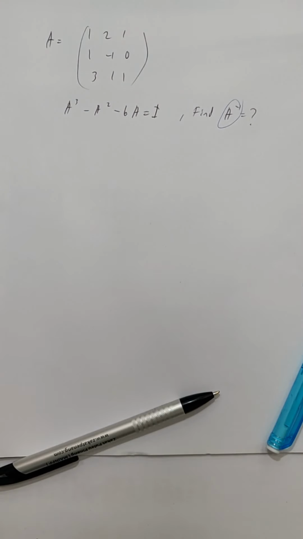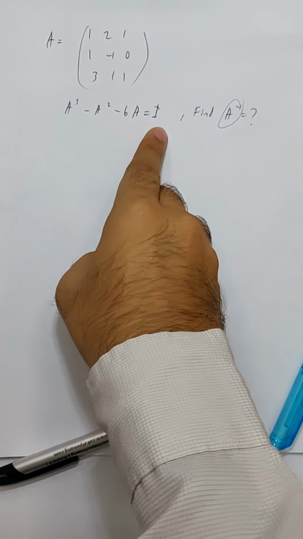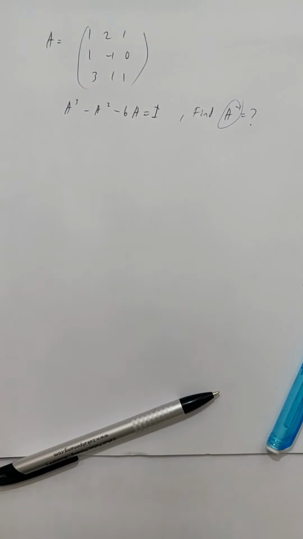Should you use adjoint? Why not? Why are we not supposed to use adjoint? You are given an equation. If you use adjoint, what happened? We got the same answer, right?